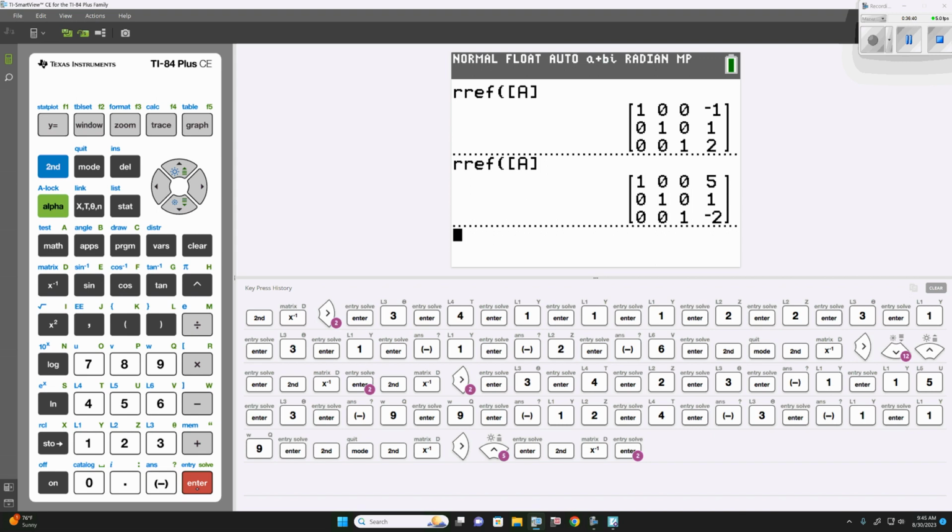Something a little different. It's going to be the last problem because we ran out of time. So 3 by 4. 2, 3, -1, 15. 3, -9, 9, -12. 4, -3, -1, 19.